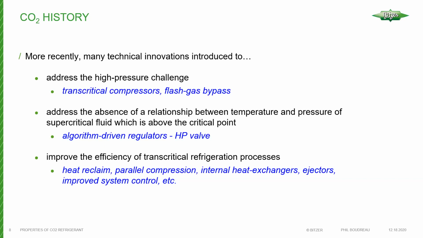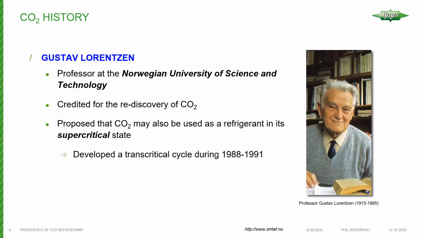And some of these technologies are actually not new, for example heat reclaim and things like that, even ejectors for that matter. But applying these other technologies, some new, some existing, enables us to improve the efficiency of CO2 systems when they are running transcritically. Generally, when you're running subcritically, it's quite efficient anyways.